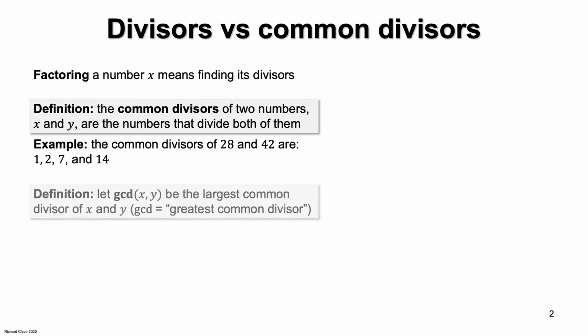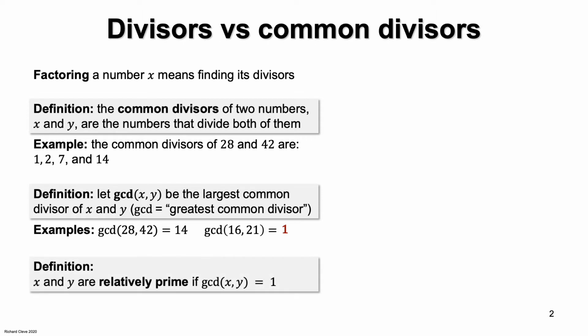For two numbers x and y, their greatest common divisor is the largest number that divides both x and y. The greatest common divisor is called the GCD. The GCD of 28 and 42 is 14. What's the GCD of 16 and 21? It's 1. There is no larger integer than 1 that divides both of them.